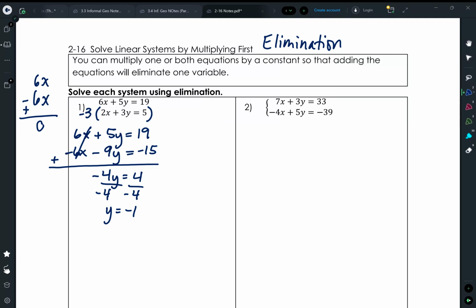All right, now I want to go ahead and solve for my x. And remember, we do that the second one using substitution. So I can use my equation 1, my original one, my equation 2, or I could even use my equation 2 that I've multiplied by negative 3. All of those equations are equivalent. They're all going to give me the same answer for x and y is what we're looking for. So I think I'm going to use this one right here. 2x plus 3y equals 5. And I want to substitute negative 1 in for y.